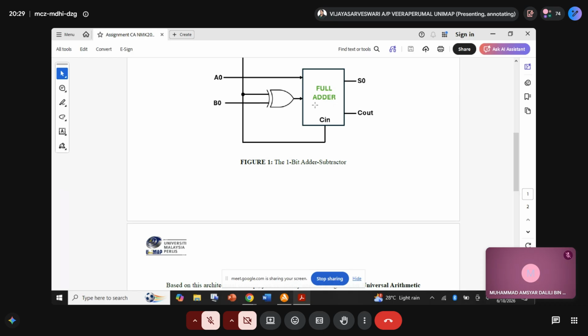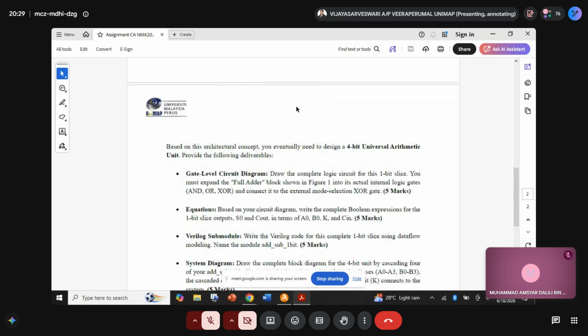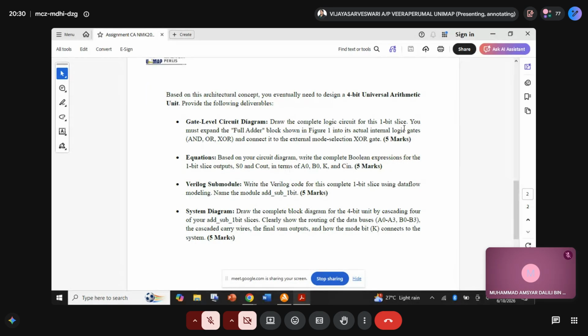Do you remember your lab 3? We did lab 3 starting from the half adder. We started with the basic gates. You expand it logically, using only AND gate, OR gate and XOR. But this one is not for the half adder, it is for the full adder. Okay, it is quite easy, simple actually.